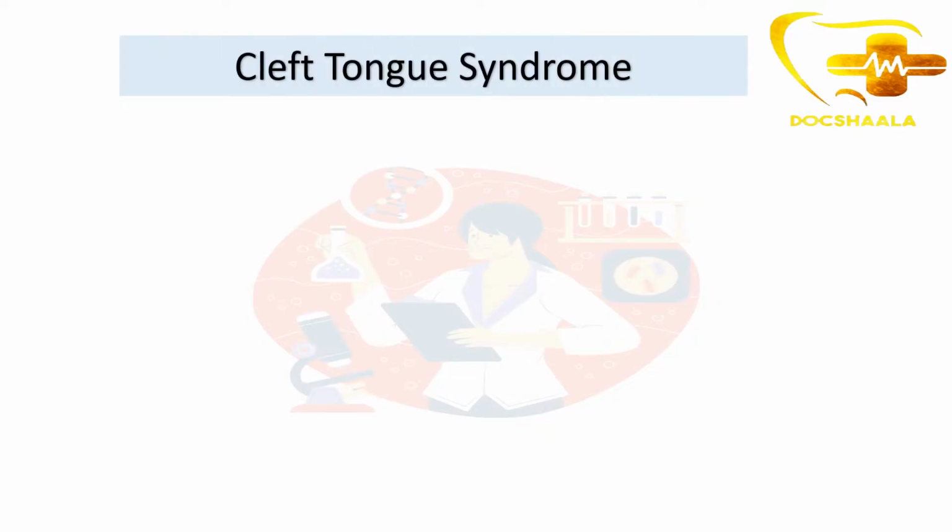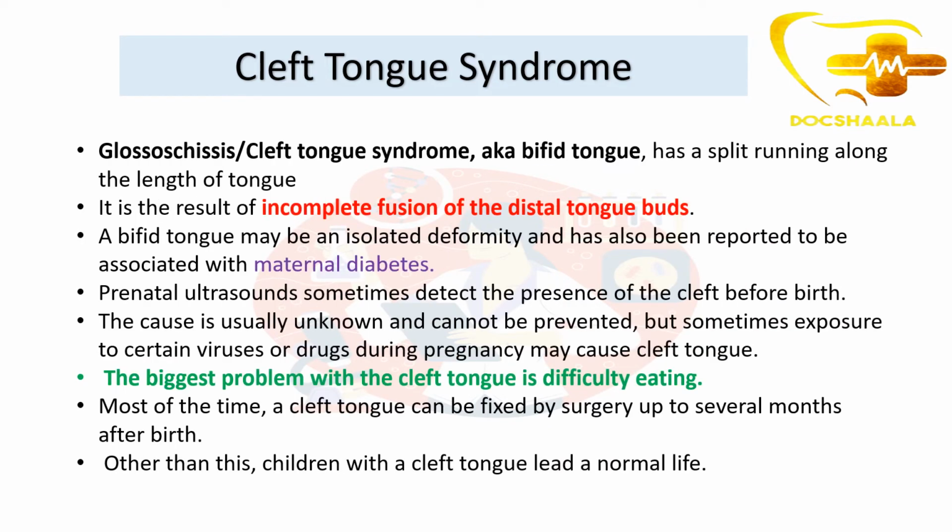So what is cleft tongue syndrome? As you can see from the name itself, cleft tongue means that the tongue has a cleft in it. So what all does it involve? Let's see. It is also known as glossoschisis, cleft tongue syndrome, and also as bifid tongue. It has a split running along the length of the tongue, that is, the tongue might look like this. It is the result of incomplete fusion of the distal tongue buds.